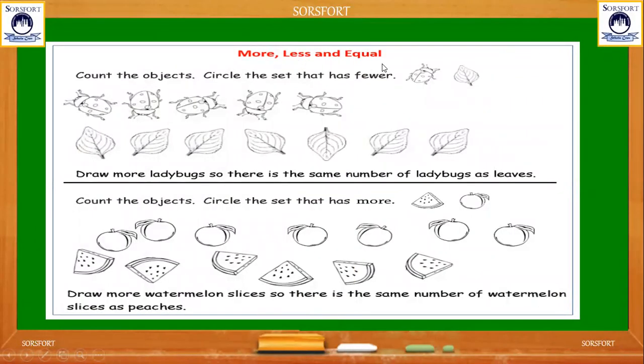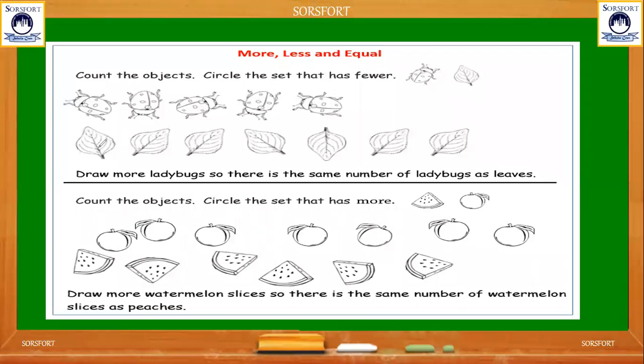More, less and equal. Count the objects, circle the set that has fewer. Now you have to count the objects first. Which object has fewer in number, you have to circle. How many bugs are there? This is beetle bugs, isn't it? Yeah, and these are leaves. 1, 2, 3, 4, 5. So how many are there? 5.